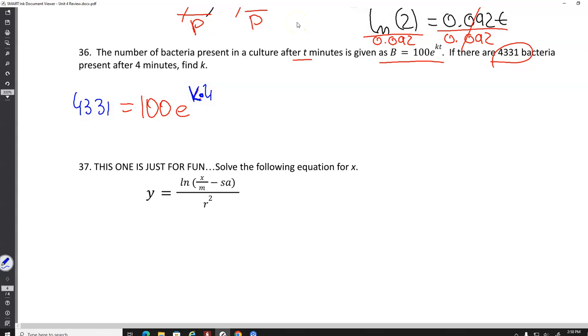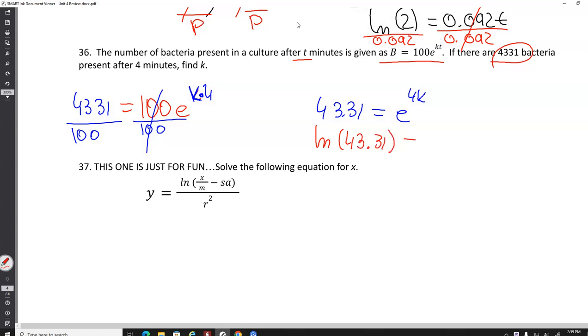So again, we are going to now solve for K. I got to get rid of this 100, so I'm going to divide by it to have the E by itself. So I'm going to get 4,331 divided by 100 will equal E to the 4K. Now I got an E by itself, so I can turn it into ln. So again, that's going to be ln of 43.31 equals 4K. Again, the E base goes here, but I don't have to write it. Okay, so it's assumed. So now I'm going to divide both sides by 4 to solve for K.